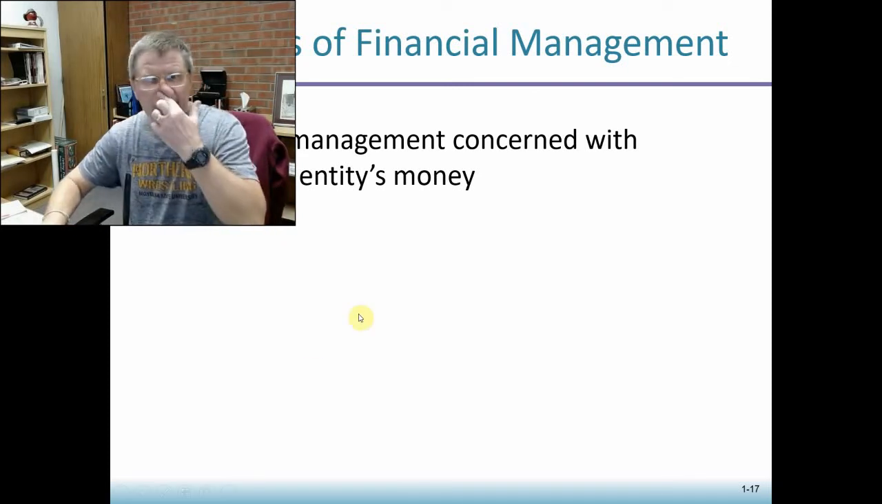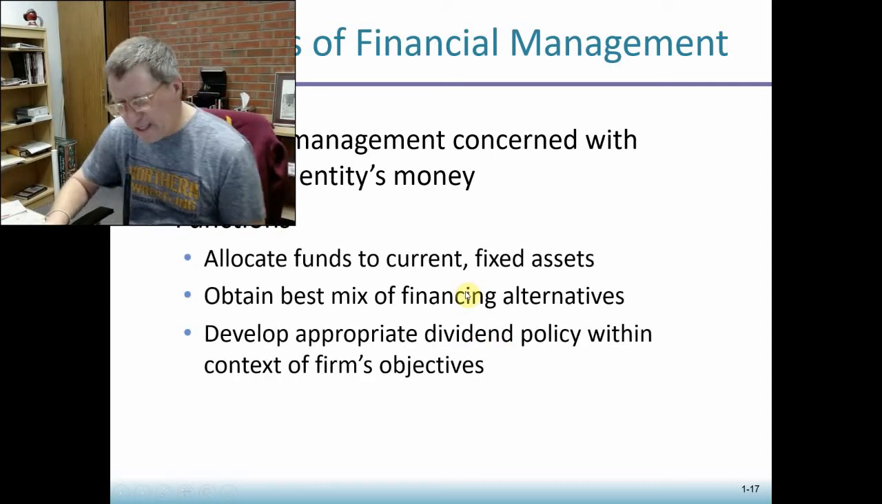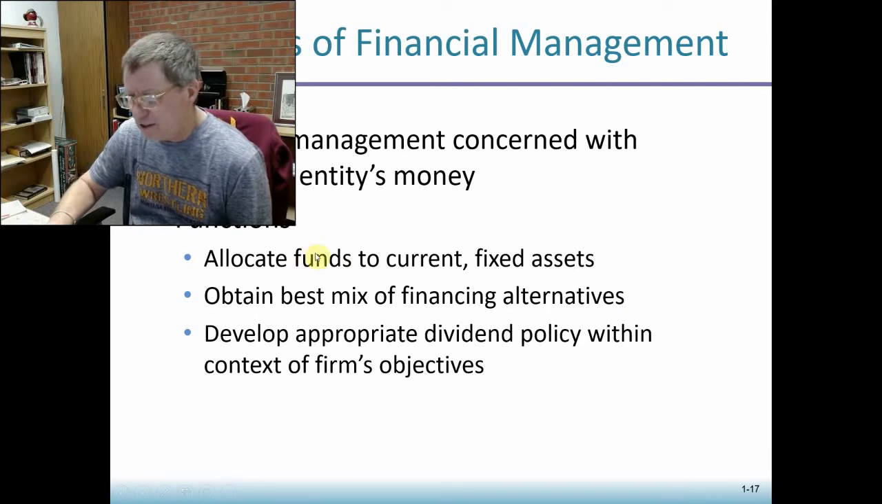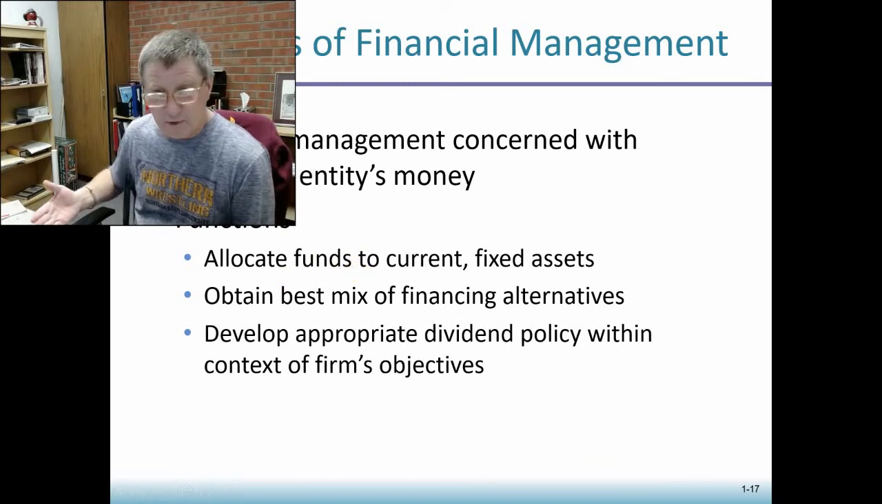So activities of financial management, right? Concerned with managing the entity's money. I would say assets, right, and liabilities, right, and capital structures. So allocate funds to current or fixed assets, right? We want a best financing alternative, short-term borrowing, long-term borrowing, those types of things.